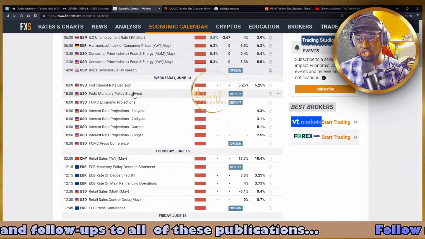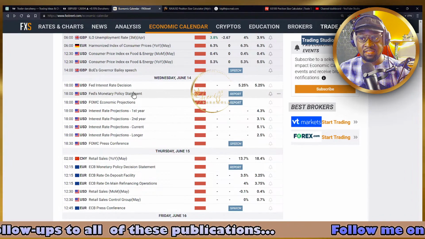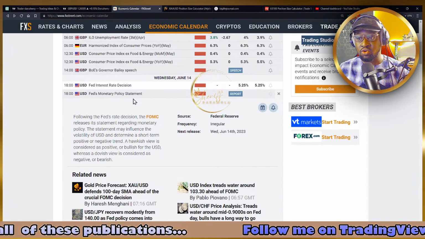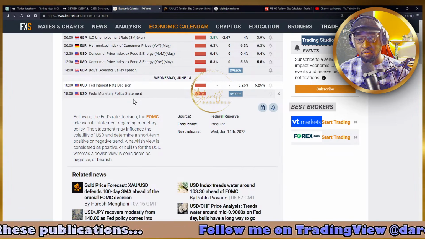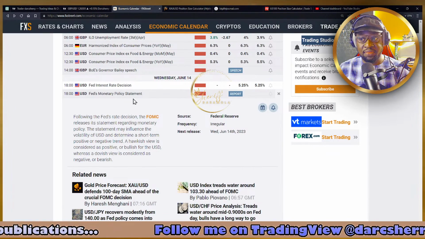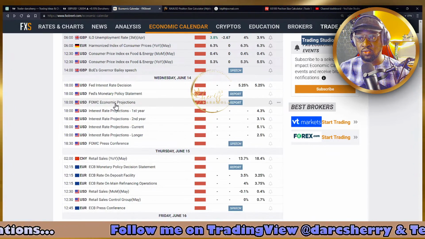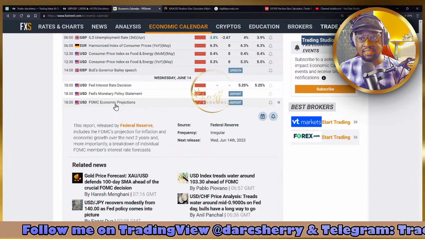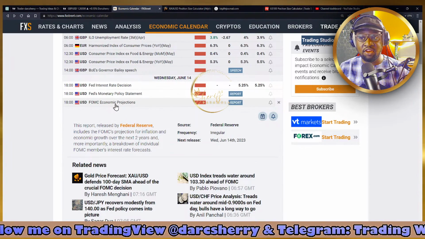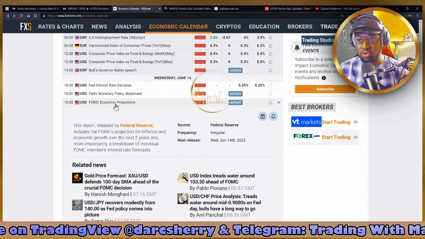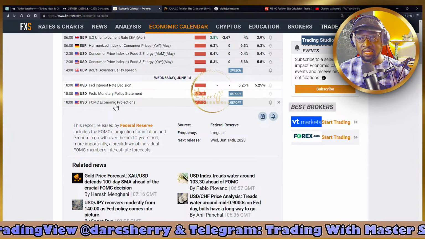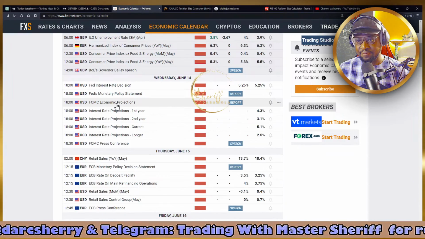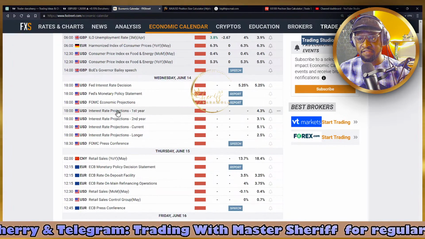So we are going to put that into consideration while we review our current positions. Then we also have the monetary policy statements. The monetary policy statement influences the volatility of the US dollar and determines a short-term positive or negative trend. So it's something we are also going to be looking forward to today. Then we also have the FOMC economic projection, and this includes the projection for inflation and economic growth over the next 2 years, and more importantly, a breakdown of individual FOMC members' interest rate forecasts. Another very high impact event there.